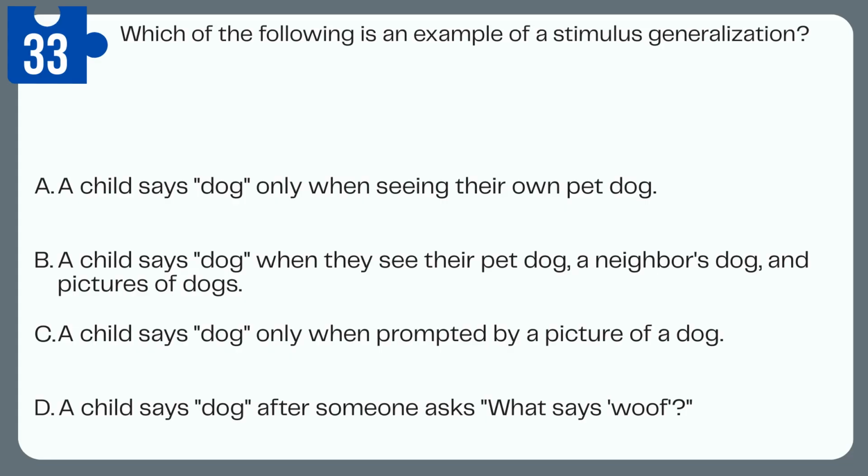Question 33. Which of the following is an example of a stimulus generalization? A. A child says dog only when seeing their own pet dog. B. A child says dog when they see their pet dog, a neighbor's dog, and pictures of dogs. C. A child says dog only when prompted by a picture of a dog. D. A child says dog after someone asks what says woof.